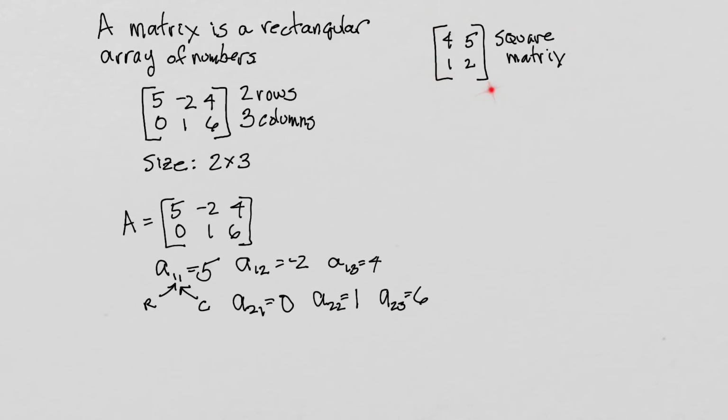Now here's an example over here at the top right. Here's an example of a square matrix. The number of rows is equal to the number of columns. In this case, this is a 2 by 2 matrix.